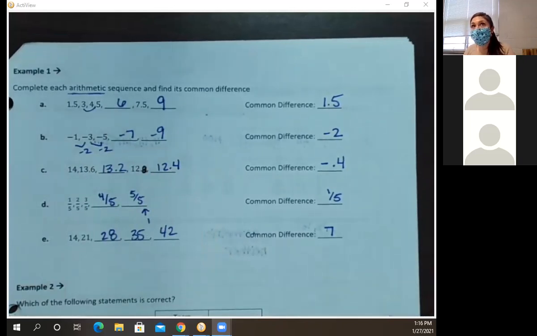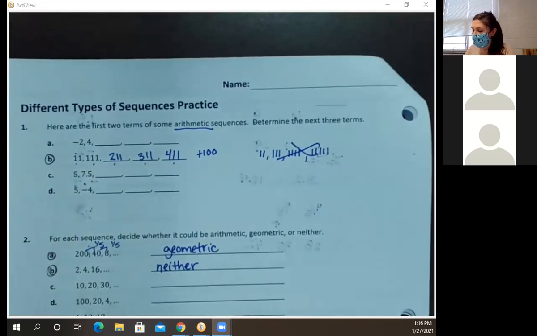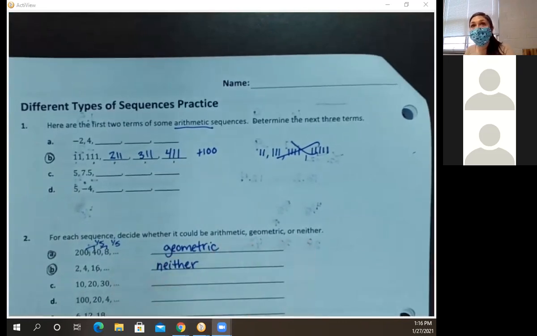So we had those 2 big categories. We talked about geometric when we're multiplying, arithmetic when we're adding or subtracting. And then the other big group was everything else, right? We had arithmetic, we had geometric, and then we had everything else, which we just said is neither arithmetic nor geometric. And that was kind of where we left off yesterday, okay? Looking at these different sequences, determining if they were arithmetic or geometric or neither, and then being able to identify that pattern or that rule to find more terms in our sequence.